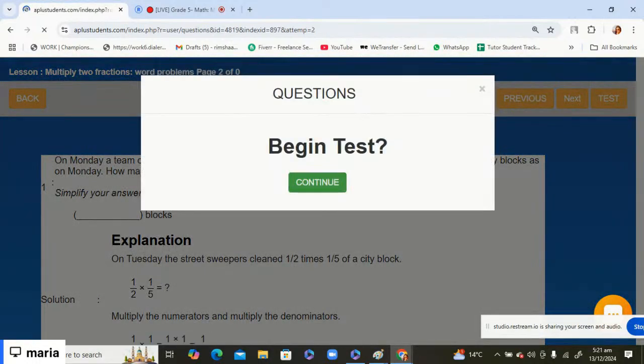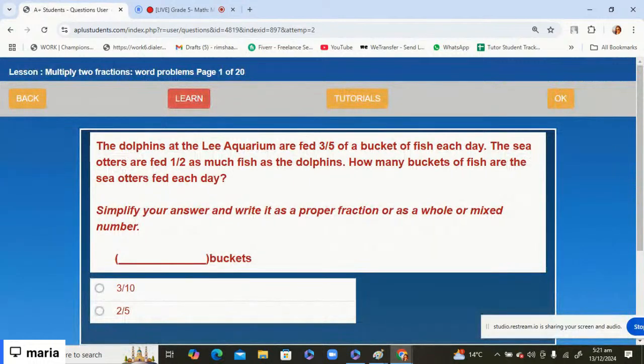Now let's do the test questions. Good. Okay, now you guys solve these questions. The dolphins at the Lee Aquarium are fed 3 by 5 of a bucket of fish each day. The sea otters are fed 1 by 2 as much fish as the dolphins. How many buckets of fish are the sea otters fed each day? Simplify your answer and write it as a proper fraction.